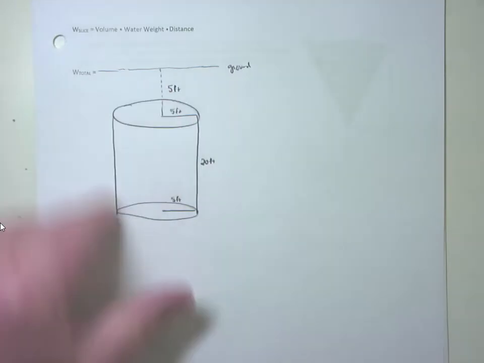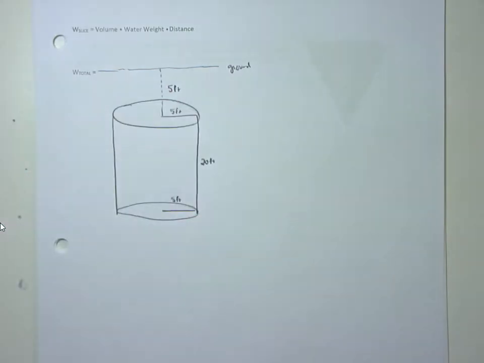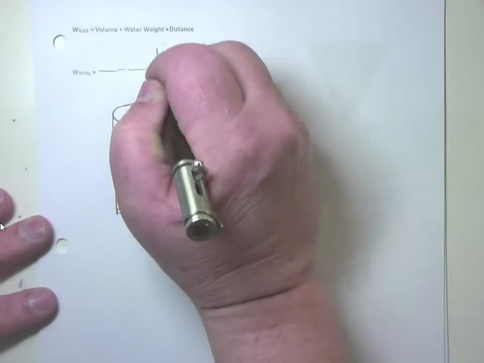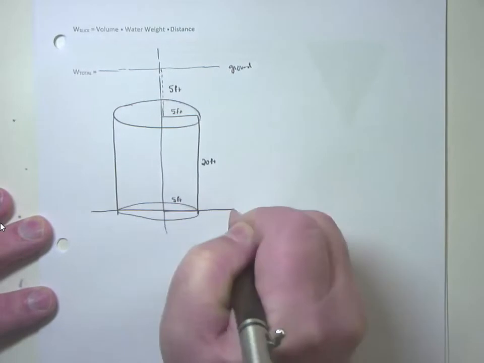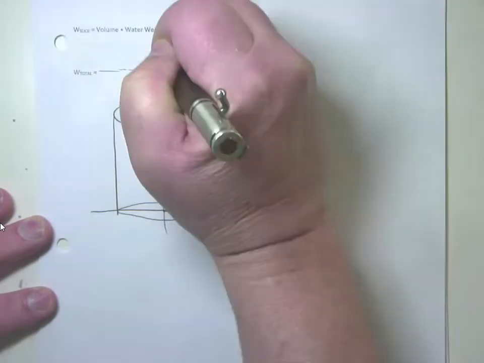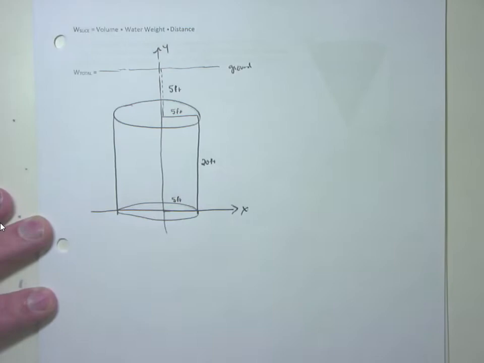This one, the side of the tank is actually a rectangular shape. So I'm going to put my coordinate axis right down the middle, because of symmetry. Here's my coordinate axis. Here's my x-axis. Here's my y-axis. Now I'm going to put my numbers.